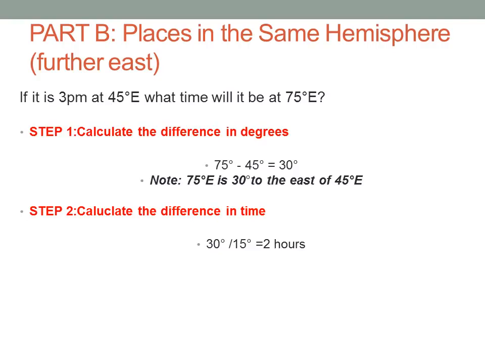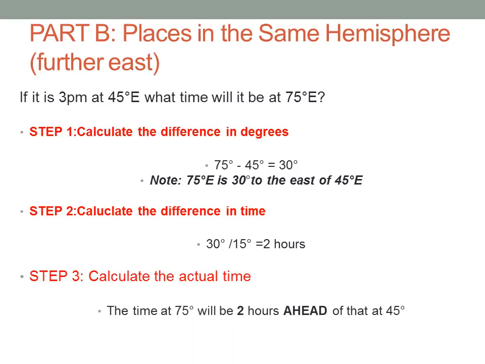Our third step is to calculate the actual time. The time at 75 degrees east will be 2 hours ahead of that at 45 degrees east. So therefore, the time will be 3 p.m. plus 2 hours will give us 5 p.m. The time at 75 degrees east will be 5 p.m.